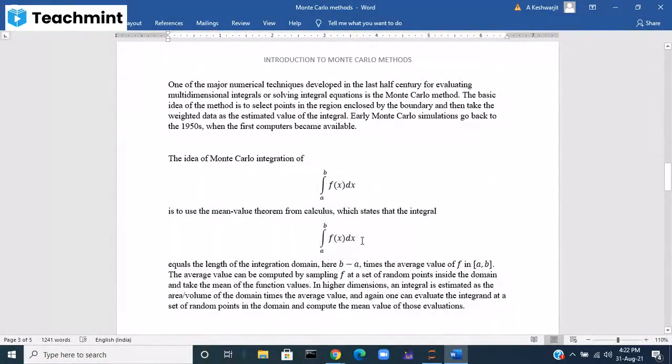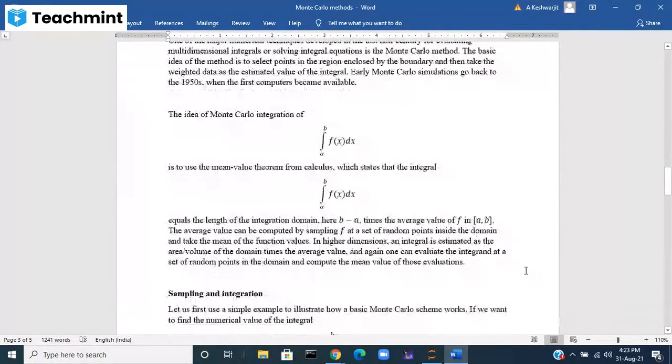In one dimension, the integral by the mean value theorem is the length of the integration domain, which is the upper limit minus the lower limit, multiplied by the average value of f(x) in this domain. For a two-dimensional integral, instead of length we take the area of the domain multiplied by the average value of the function in the domain. For a three-dimensional integral, instead of length we take the volume of the domain multiplied by the average value of the function in the three-dimensional domain. So we'll come to that.